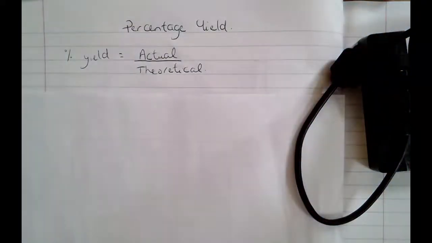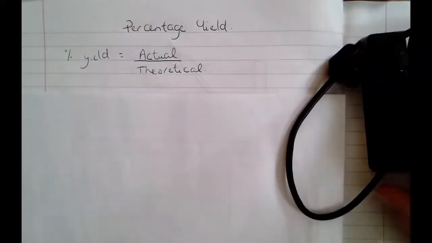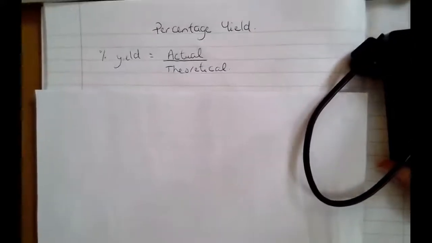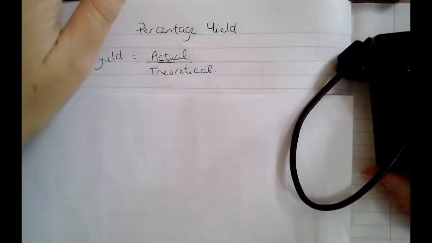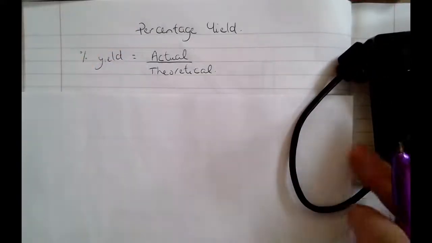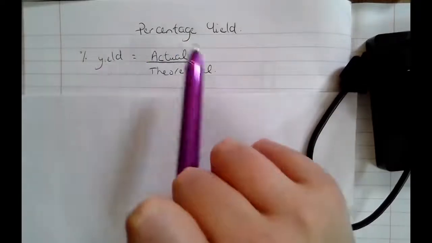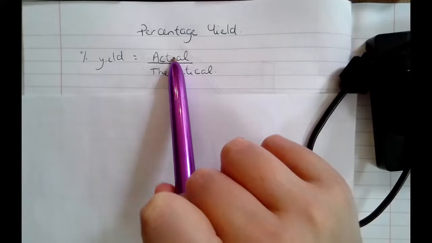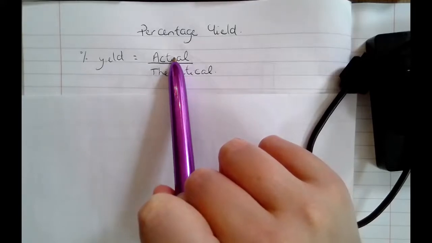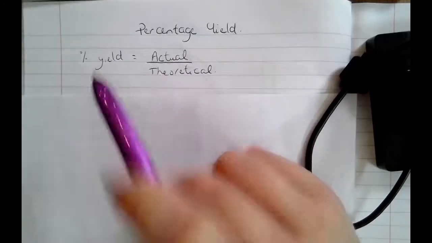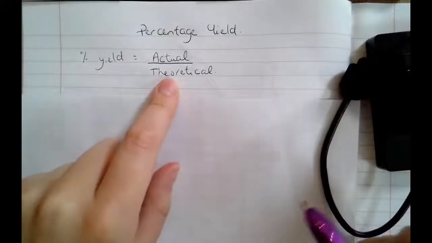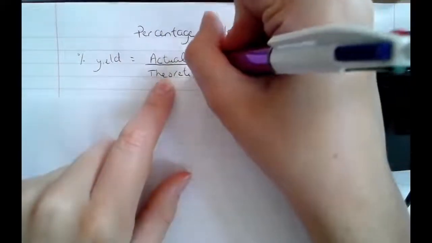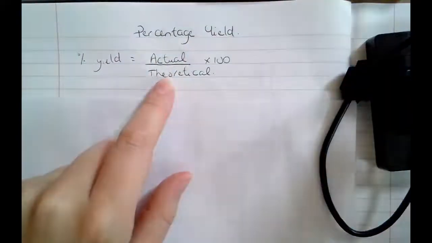So in this video, I'm going to run through some percentage yield calculations, which commonly come up on paper two, on the organic side of the course. And the general formula for percentage yield is very straightforward. You just take the actual yield, so the mass that you obtain when you do the experiment, and divide it by the theoretical yield, the mass that you should have obtained, and to get it as a percentage, you multiply it by 100.